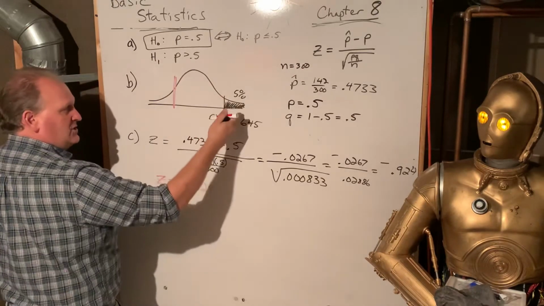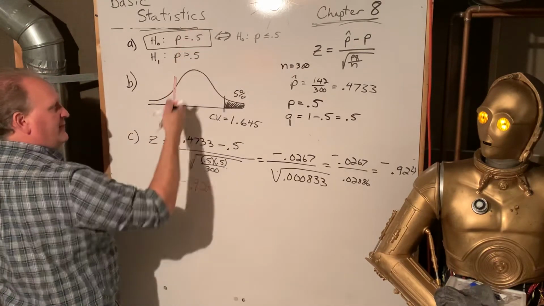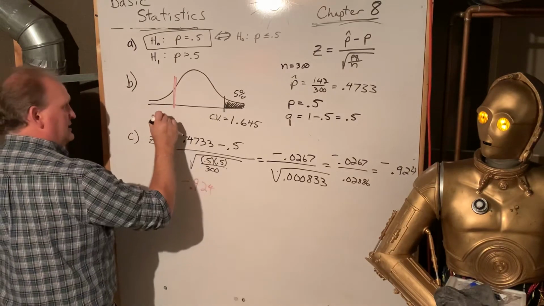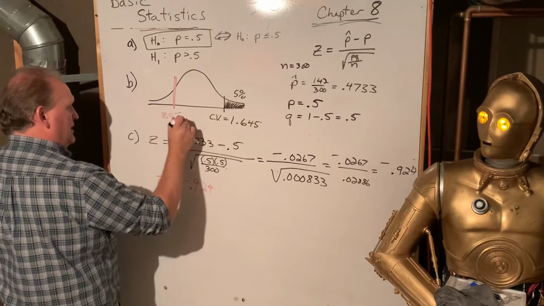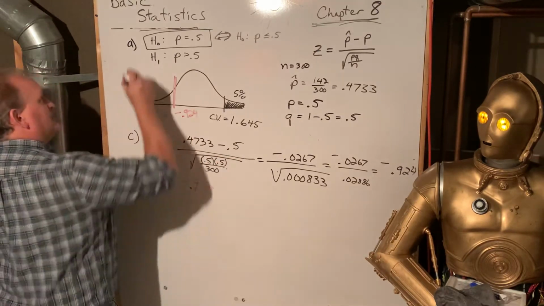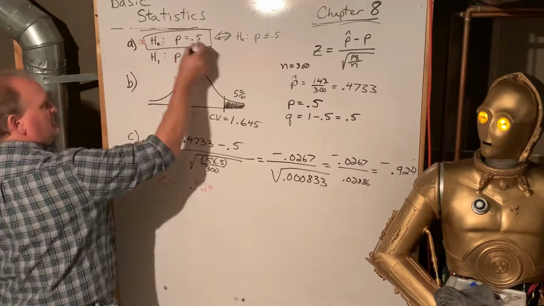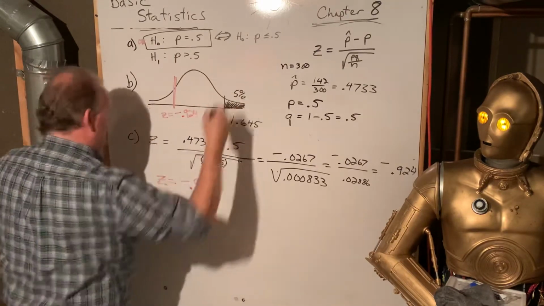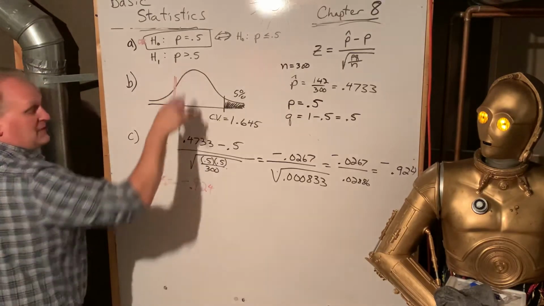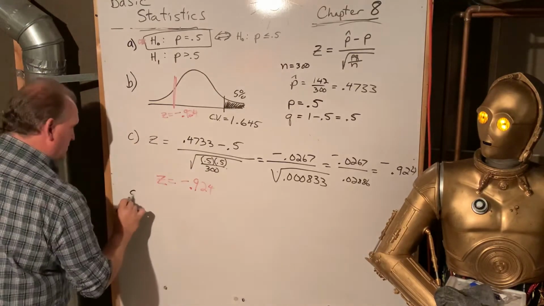If it falls into the shaded area, we reject the null. If it falls into the unshaded area, we fail to reject the null. This is well into the unshaded area. So we fail to reject the null hypothesis. Our conclusion is it's equal to 50% or it's less than 50%, or we say there's not enough evidence to say it's more than 50%. That's for sure.